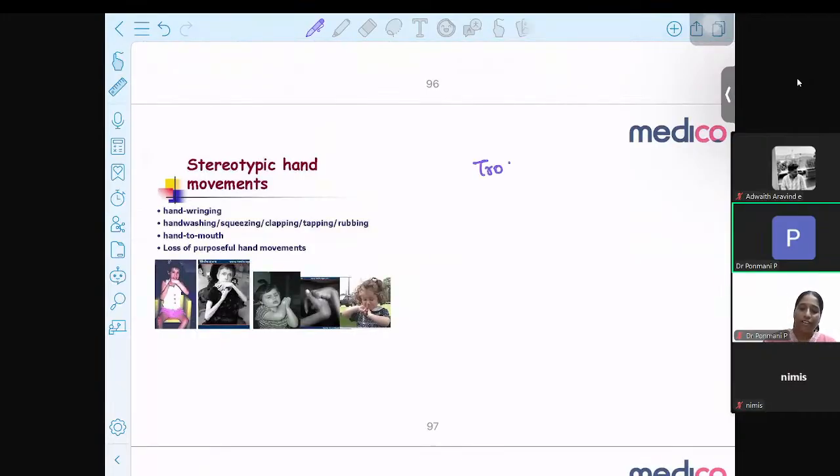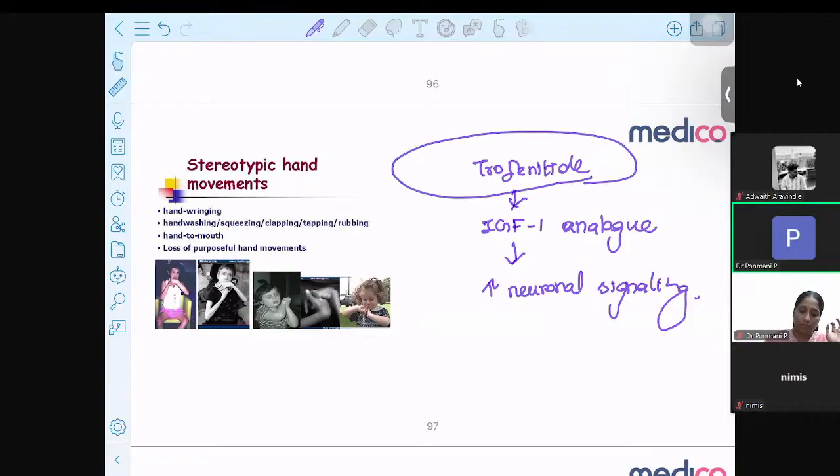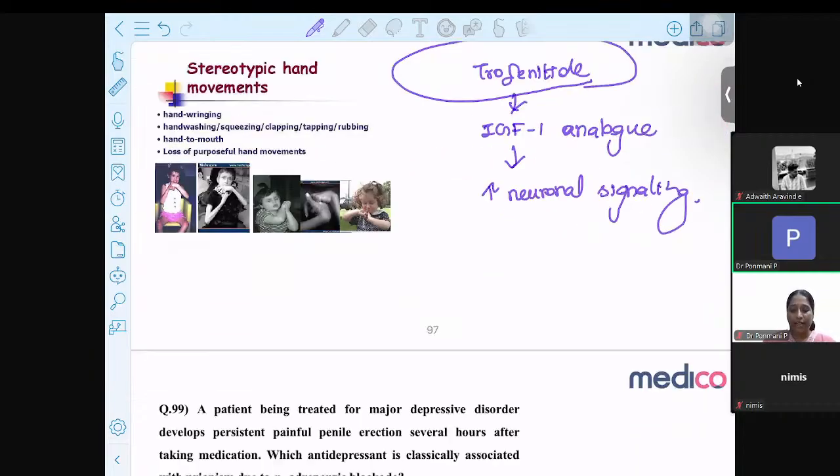How is this trofinetide going to work? It is going to act as an IGF-1 analog, and it is said to promote neuronal signaling. Okay, so the mechanism is still unclear, but they say it improves the neuronal signaling. So the drug which is used for Rett syndrome is trofinetide, which is an IGF analog.